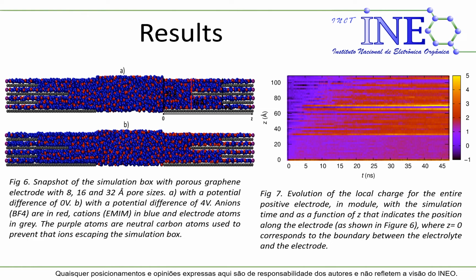So we decided to simulate the interface of BMIM BF4 in porous electrodes, as figure 6 shows. In figure 7, we can see the local charge for the entire positive electrode as a function of simulation time. From figure 7, we can see that probably 8 and 16 angstrom pores, when together in the same model, have an effect on the type of charging and the structure of layers between them.